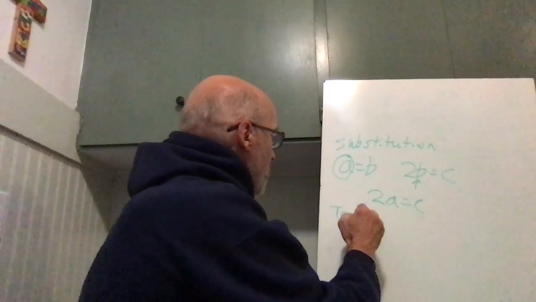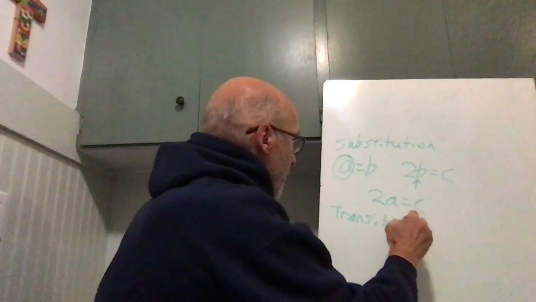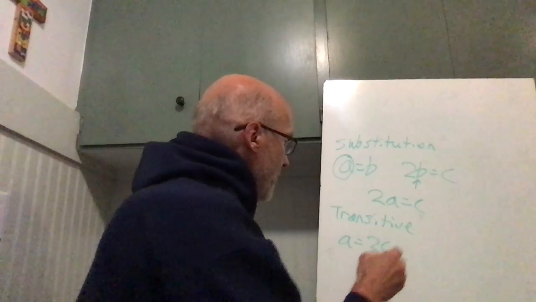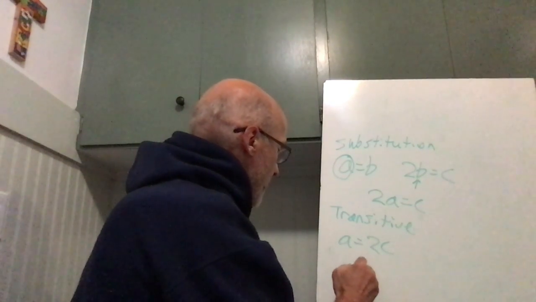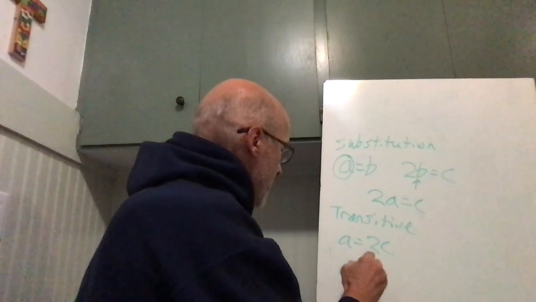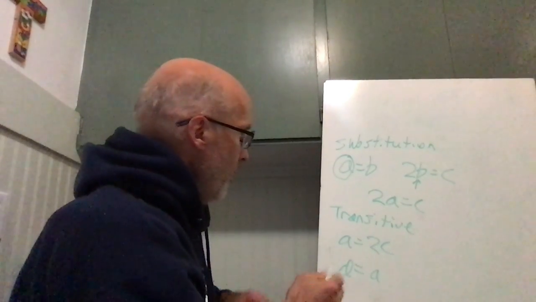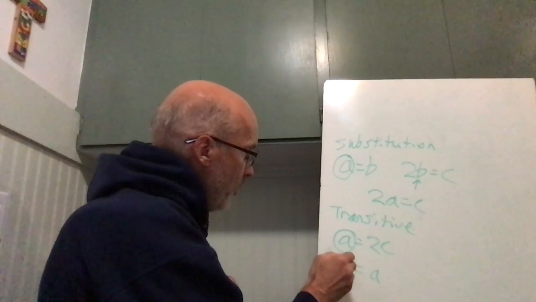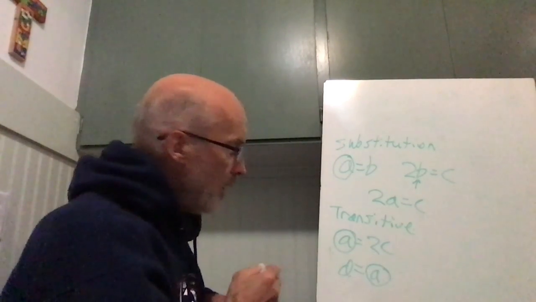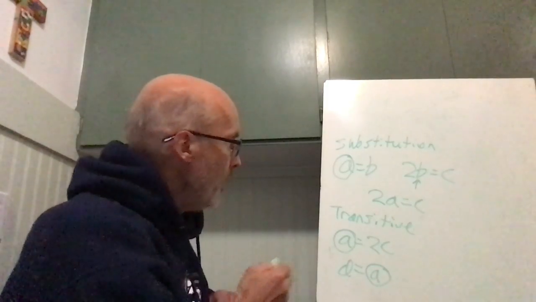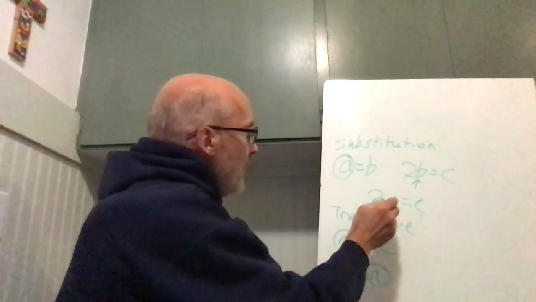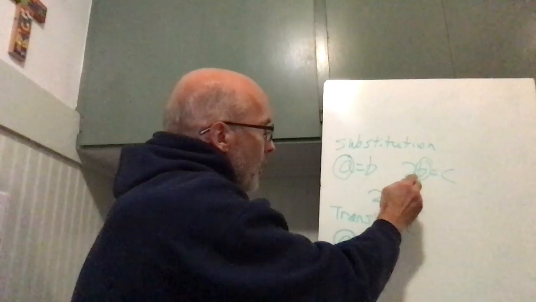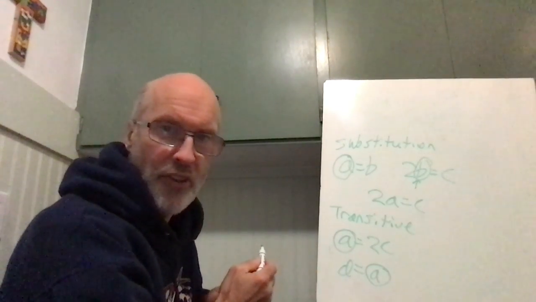Now the transitive property is a little bit different. The transitive property is like if A equals 2C and, I don't know, D equals A. So do you see what you're doing here? One entire side of the equation equals one entire side of the other equation. It's not one piece of this getting substituted in here for one piece. This is just one piece of that side. It's not the entire side.